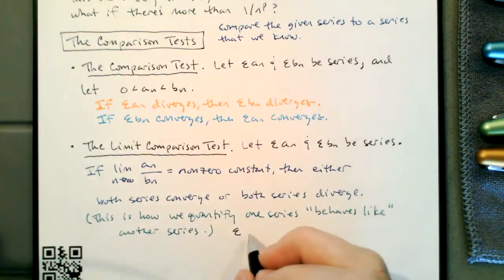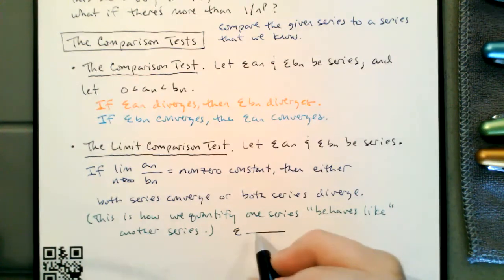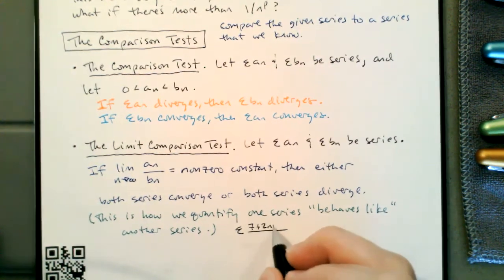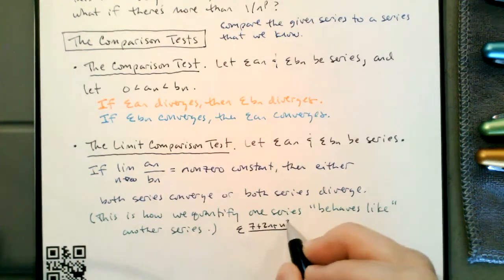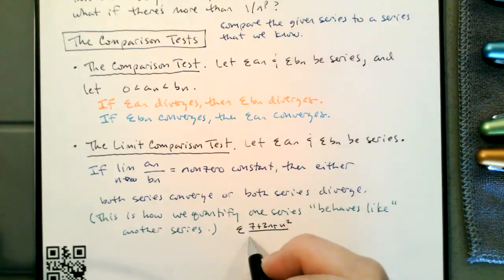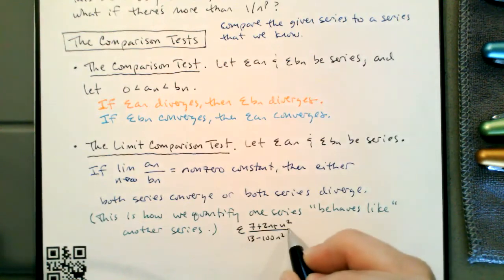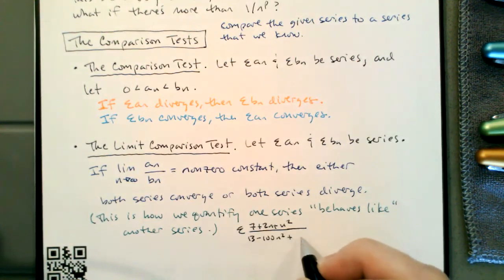So when we look at a series, let's say we have a series of 7 plus 2n plus n squared on top. And on the bottom, we have 13 minus 100 n squared plus 6 n to the fourth.